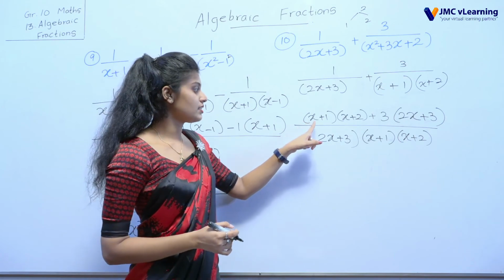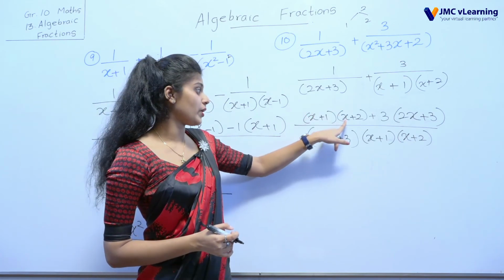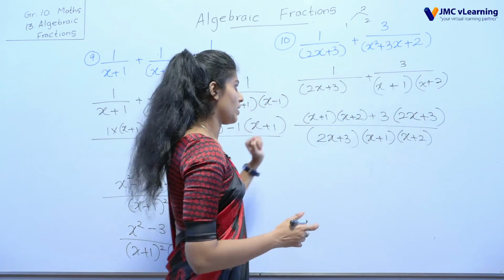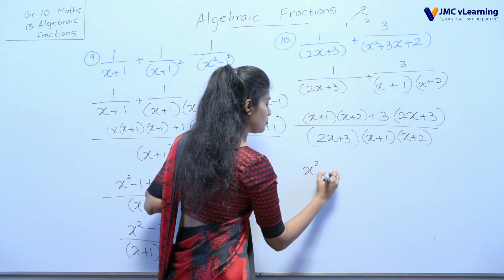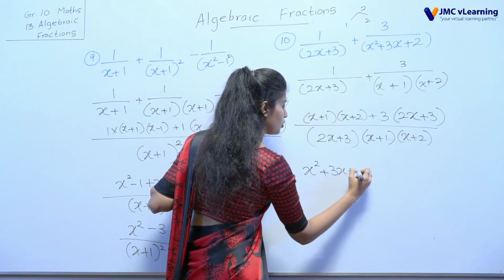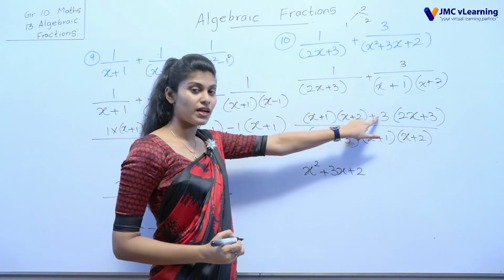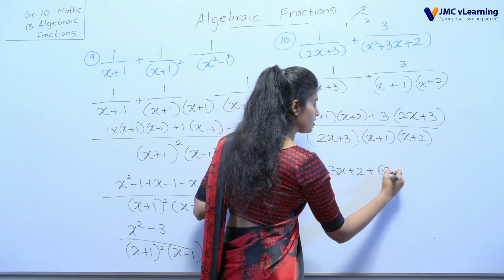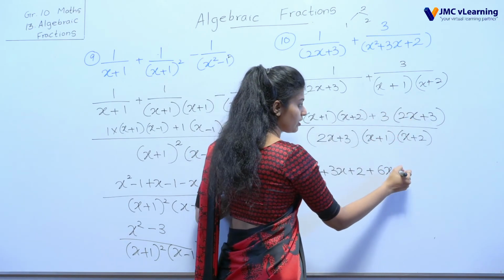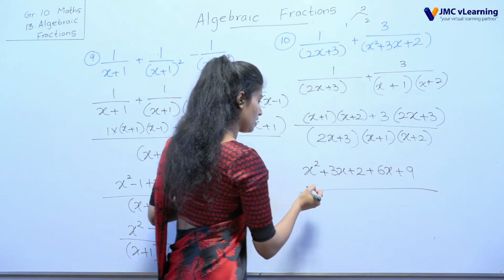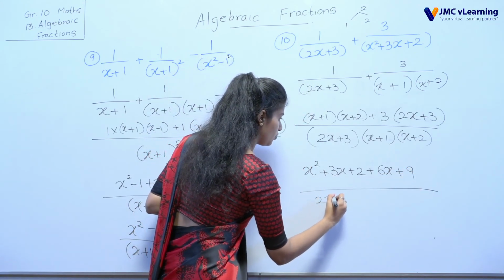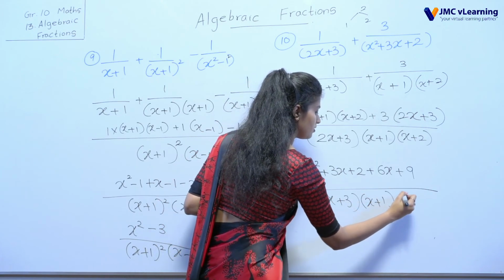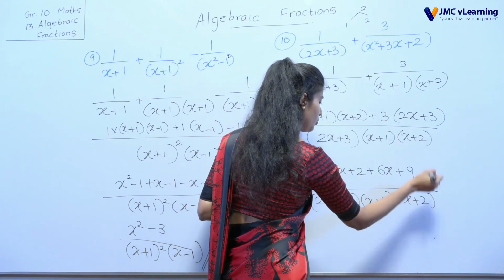Okay. Then what is the answer? x plus 1 into x plus 2. That means the answer is this one: x squared plus 3x plus 2. And let's multiply this part. 3 into 2x, 6x. 3 into 3, plus 9. The denominator is 2x plus 3, x plus 1, x plus 2.